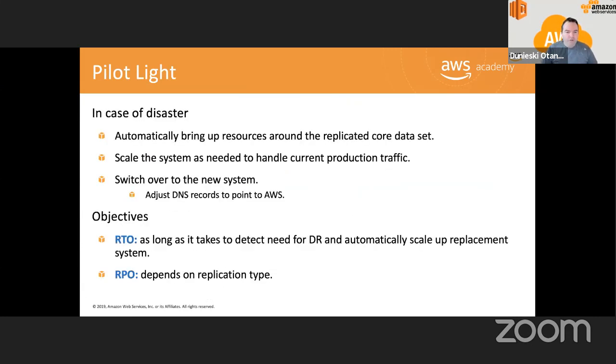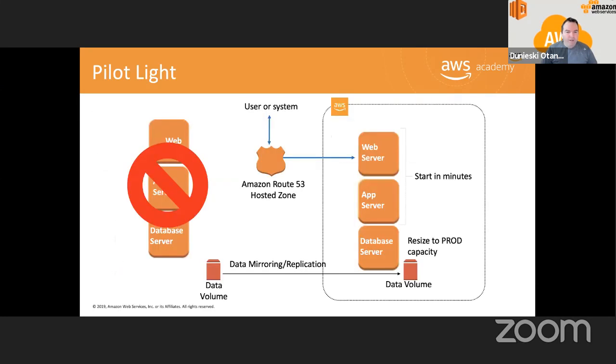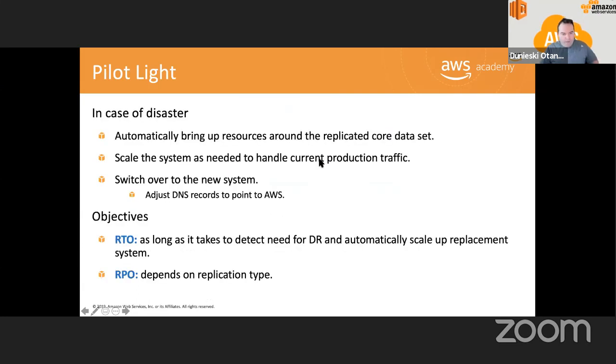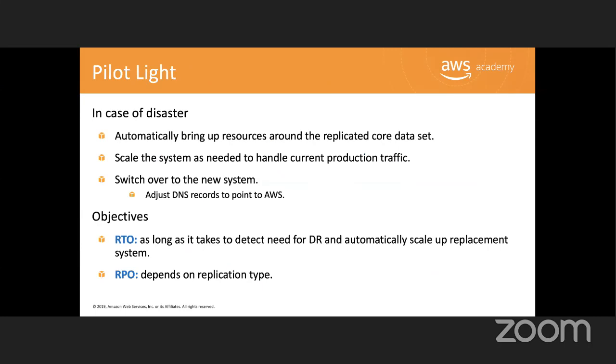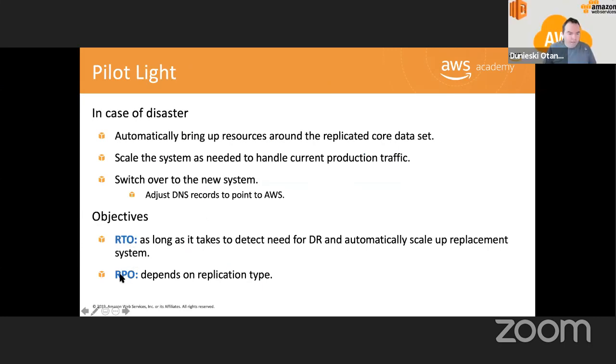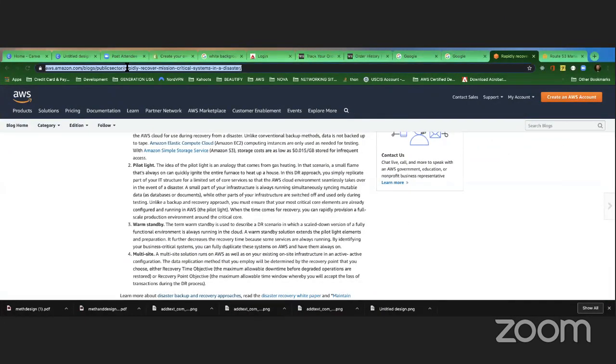Switch over to the new system. Whenever there is an Amazon Route 53, there has to be a switch in the DNS, okay, to switch it to the new site. RTO and RPO, same thing. Okay. What is this RTO, RPO? I don't remember. Recovery time objective, and recovery point objective. Okay? What does that mean?